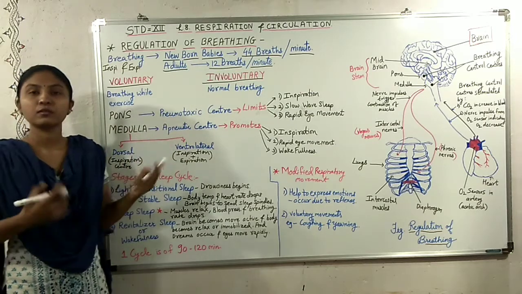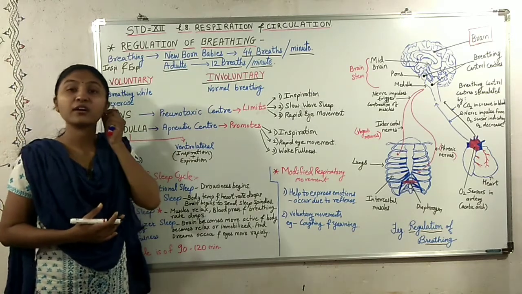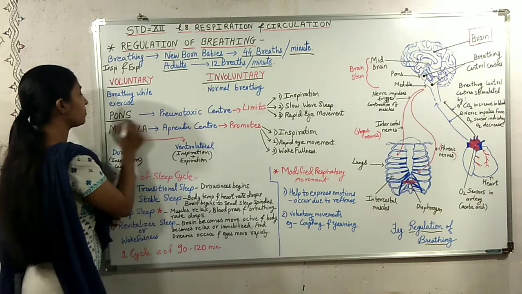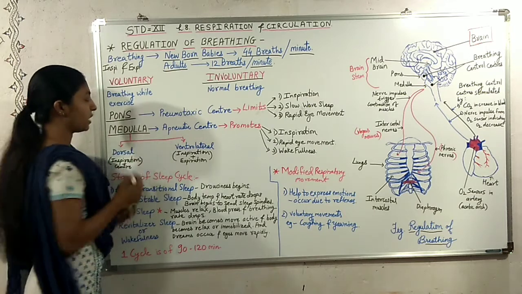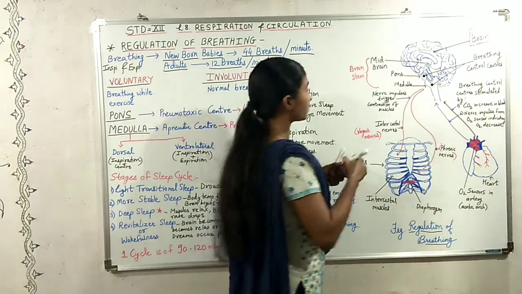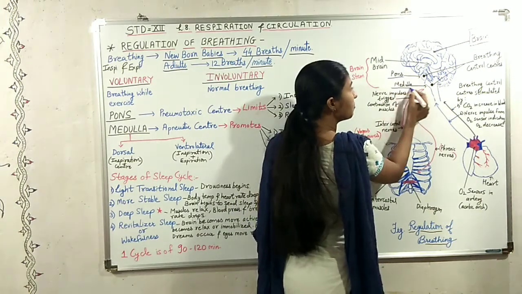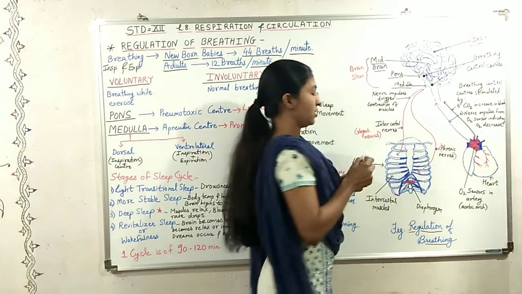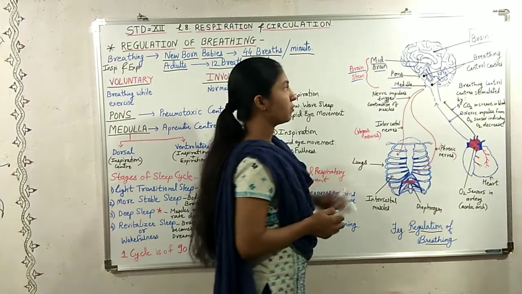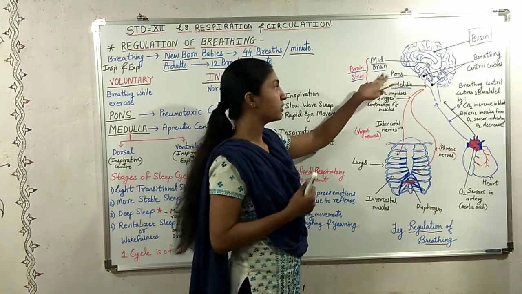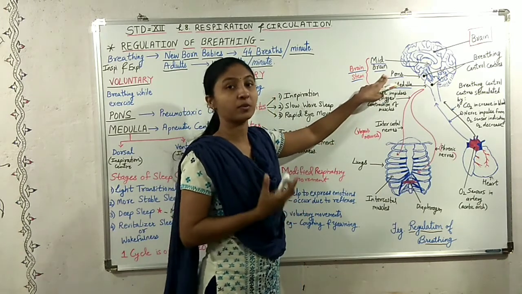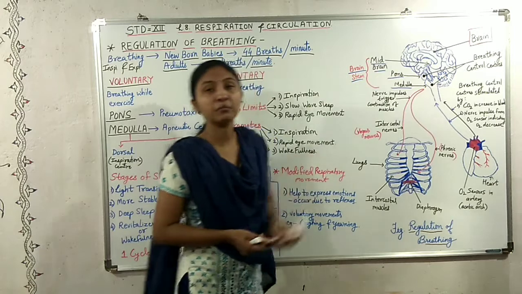Now there are two parts of the brain which are involved in the breathing process. First is the pons and then the medulla. Now here, the pons, medulla and the midbrain together are called the brain stem. So we are going to see only these two parts, the main parts which are involved in the respiration or breathing process, that is pons and medulla.